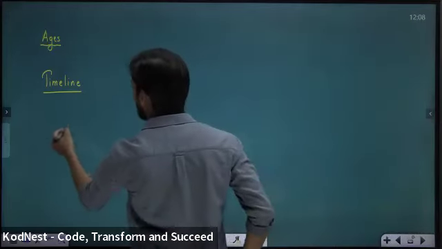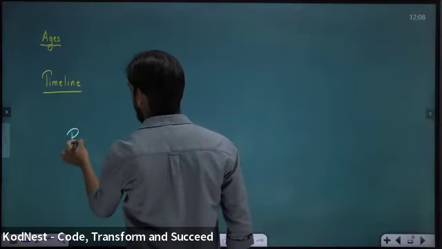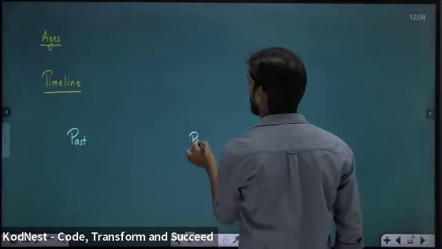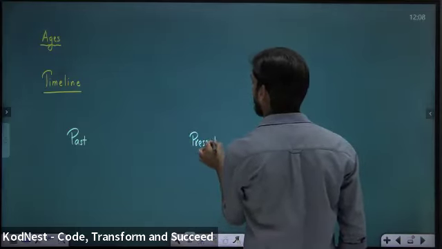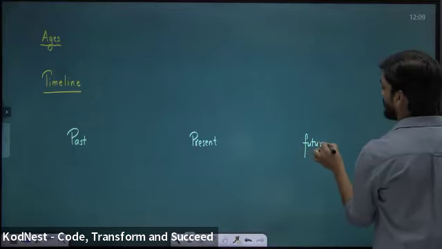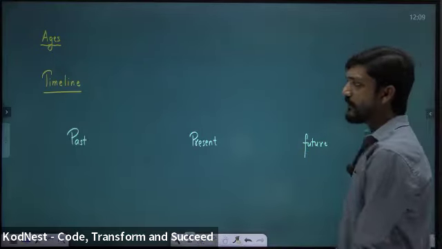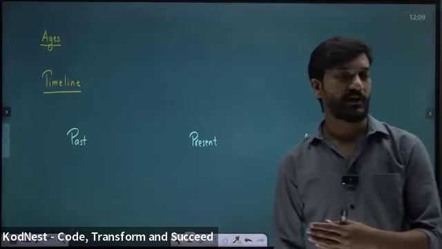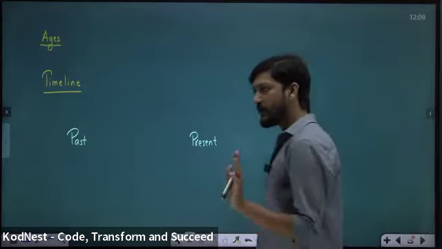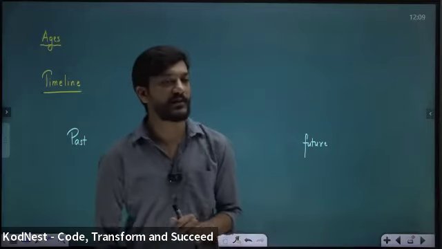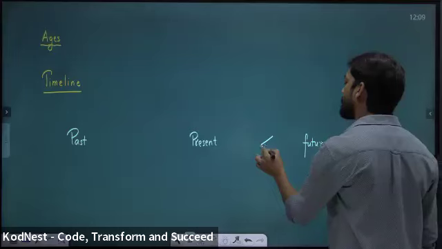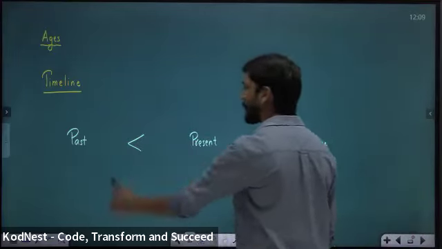All right. So there are three timelines. Past, present and future. Which values will be greatest out of these three? Which value will be greatest? When I say value, that means age. Which age will be greatest? Future. Okay. So future will be greatest, past will be lowest.